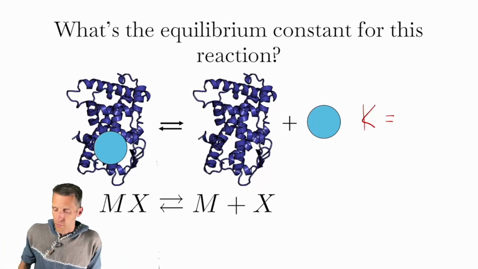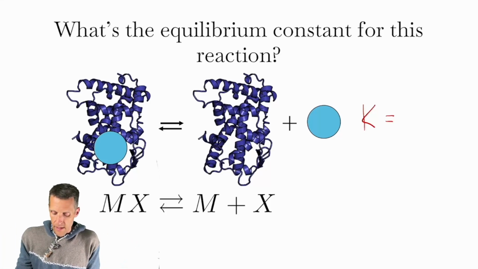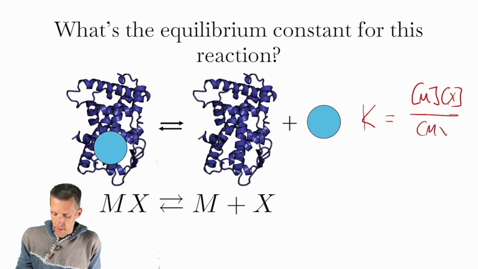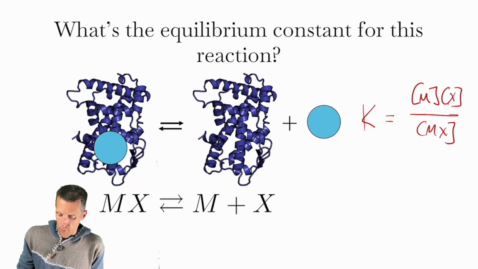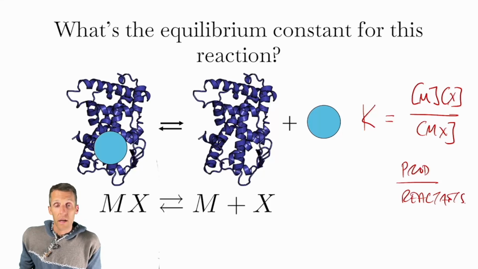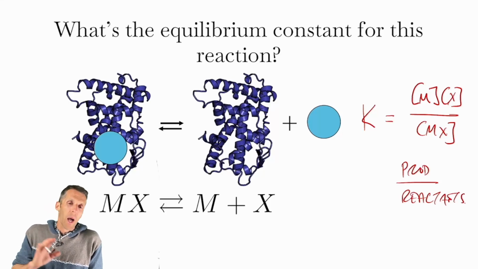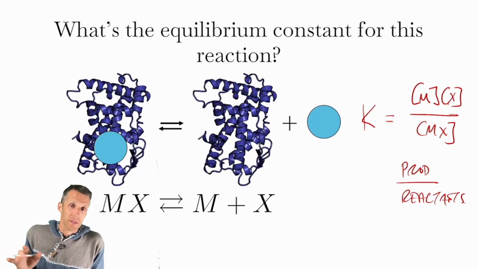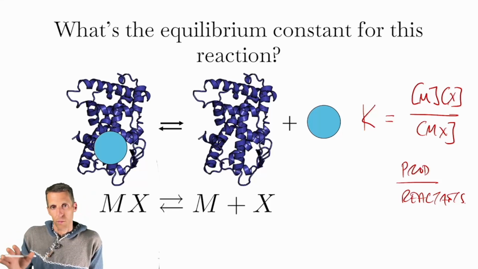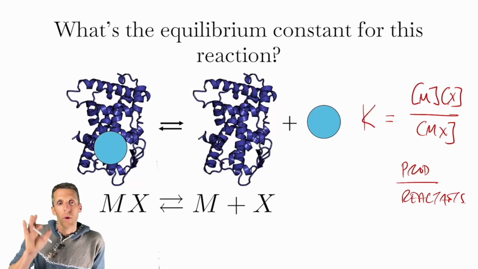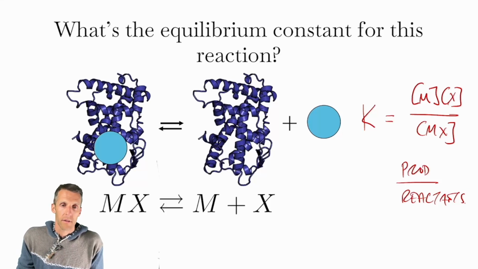Okay, assuming you came out of your pause now, this is going to be M times X over MX. It's the products over the reactants. That's the basic definition of the KD, of this equilibrium constant. And I'm going to do a whole block of videos. The next set's actually going to be about thermodynamics and equilibrium constants. So if you're fuzzy on these concepts, don't worry. We're going to unpack those more later. But for the moment, all we need to know is it's products over reactants.